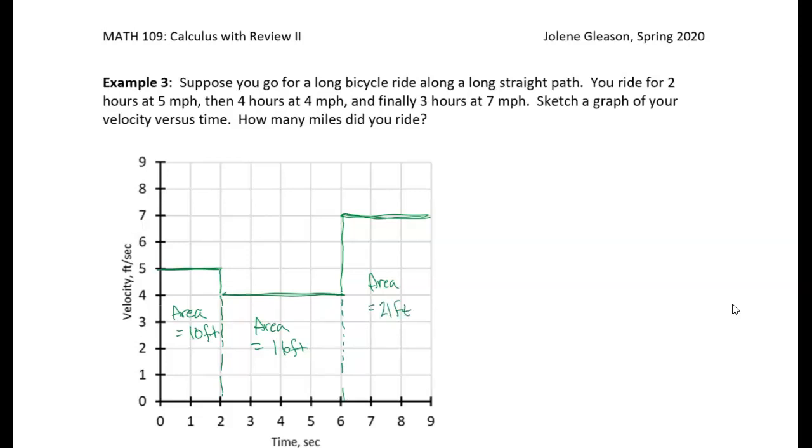Okay. And then to get the total displacement, we're just going to add up those areas, right? So we can add up, oops, I meant to make an equal sign. Okay, so we're just going to add 10 plus 16 plus 21. So we get a total of 47 miles.